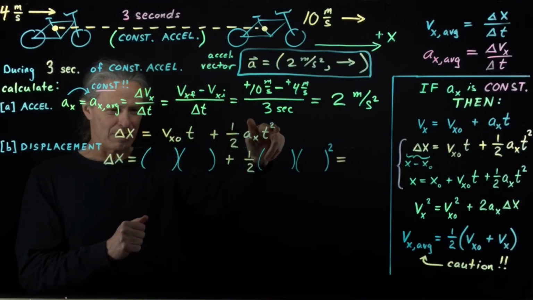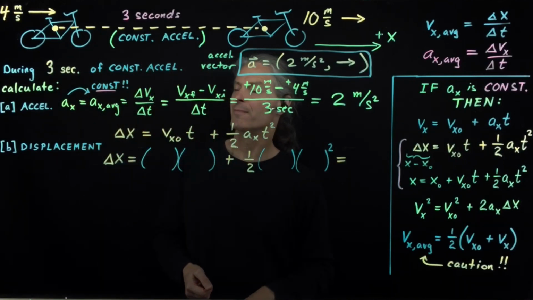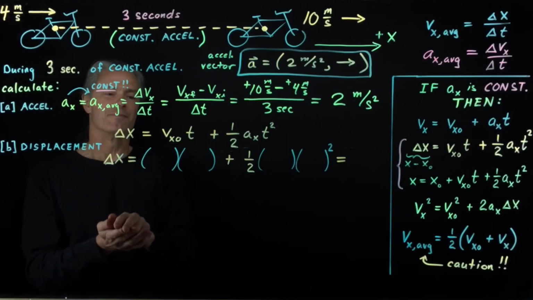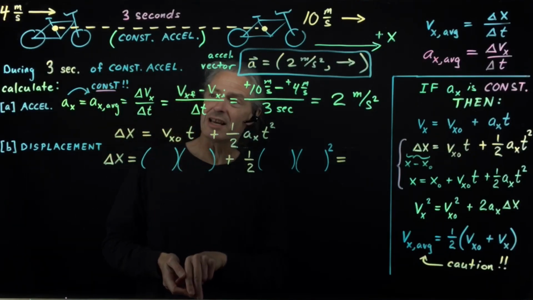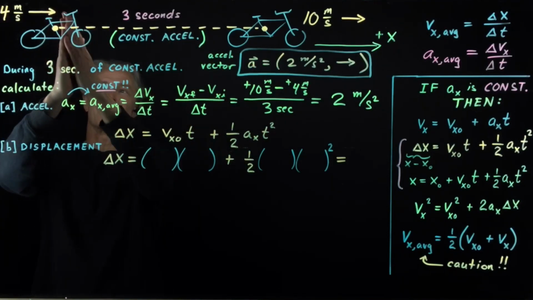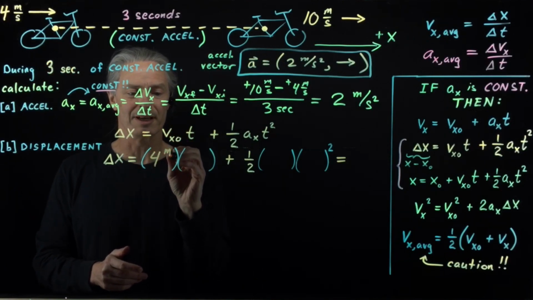All right, here's the equation, and then I've rewritten it below, but with spaces so we can fill in the numbers. All right, so we're looking for the x component of the displacement. We need the x component of the initial velocity. That's the x component of the velocity at the beginning of this 3-second time interval. That's going to be positive 4 meters per second. So I'll plug that in.